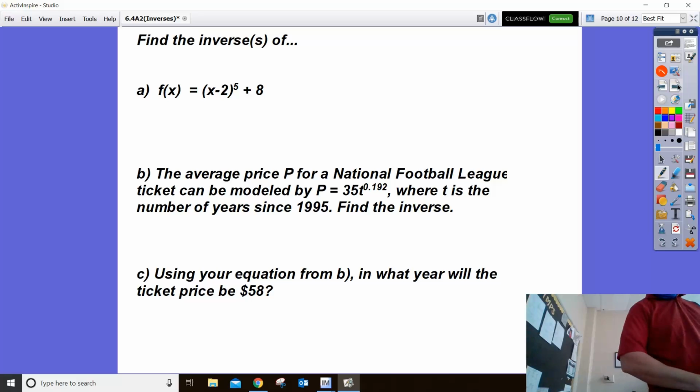So I'm jumping way towards the end, on page 10. That would be on the last page, I think. Find the inverse of (x minus 2) to the 5th plus 8. That's got f of x there, which is y. You've got to understand that. That is just y.